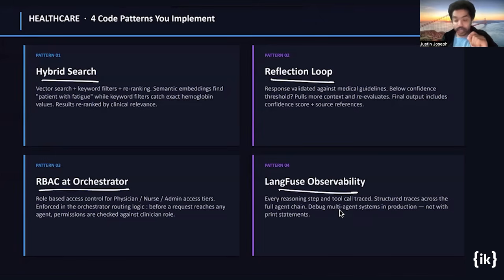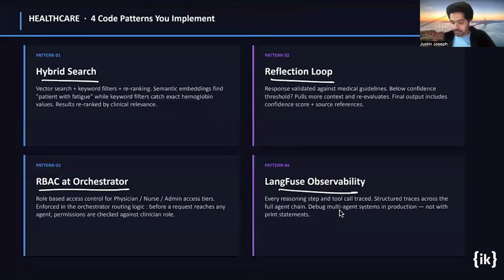And pattern number 4, your LangFuse observability. Every reasoning step, every tool call, every decision that the agents make is traced and logged. When something goes wrong in a multi-agent chain, this is how you debug it. You don't use print statements, you use structured traces. Now looking at the dataset, you will work with actual clinical documents, 39 of them: lab reports, radiology results, allergy records, patient histories, and not synthetic data.